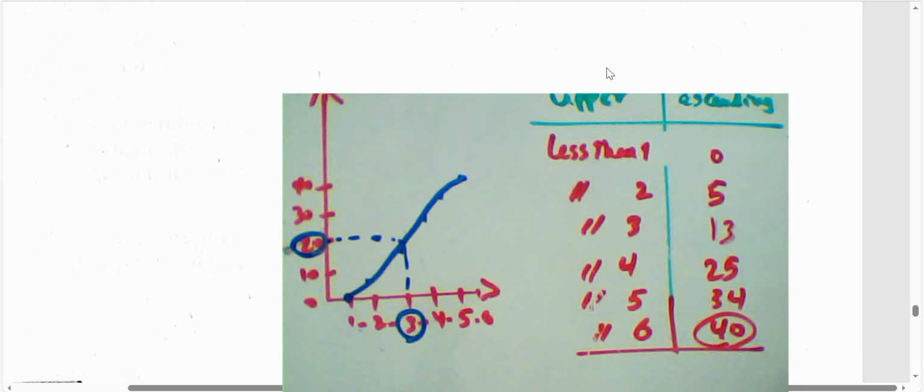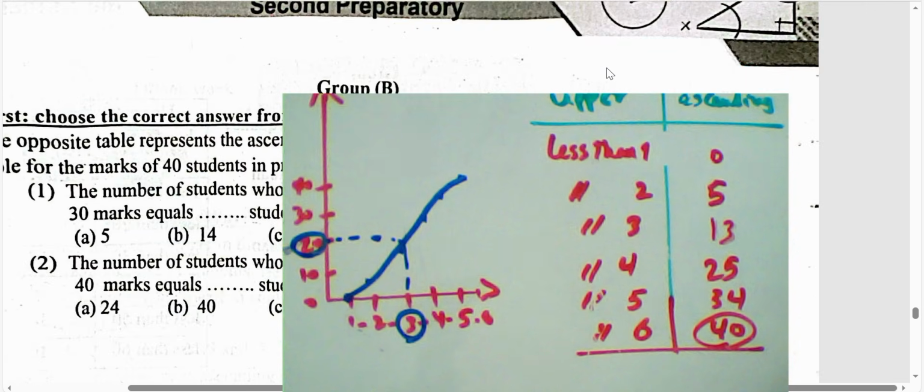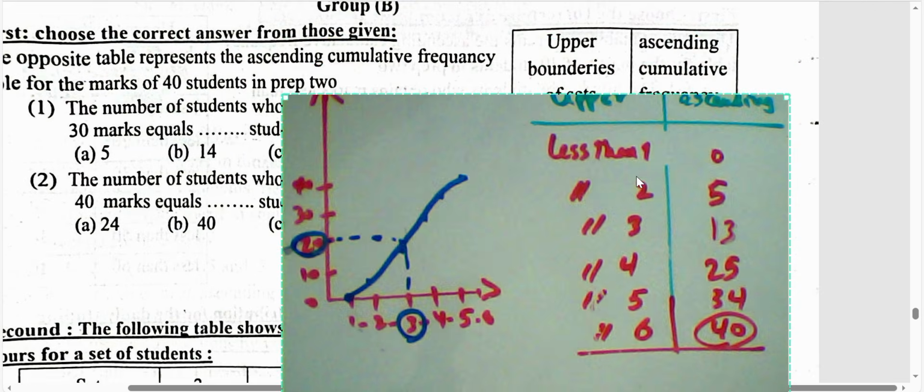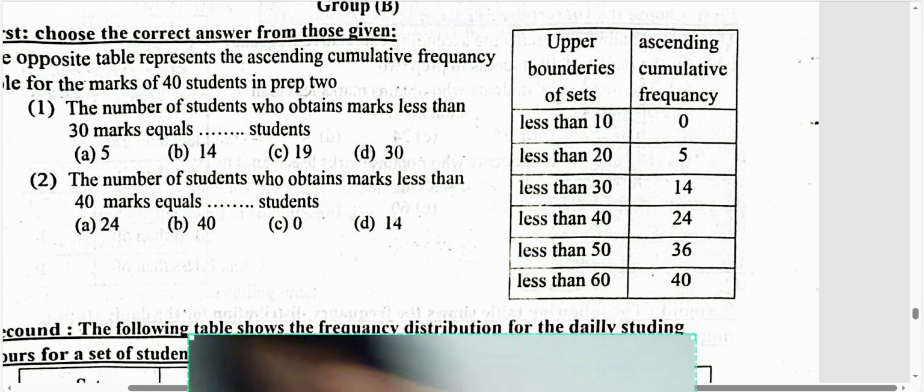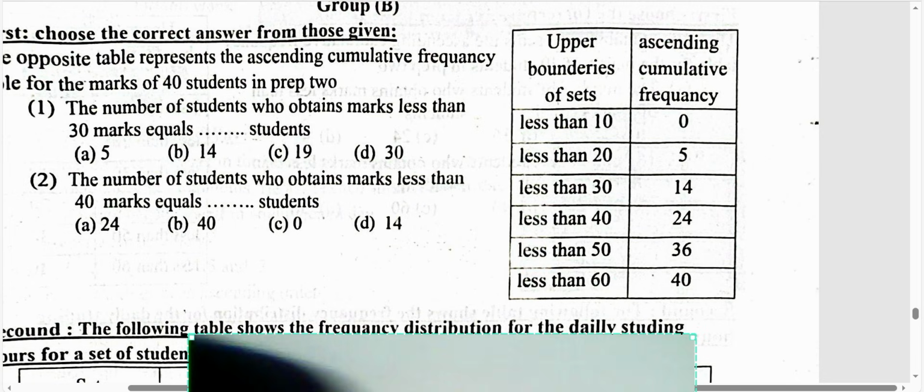Next question, model 2. Also the table and the information in the table. He asked about the first question: the number of students who obtained marks less than 30. Less than 30, it will be 14 students. Right? 14, letter B. The number of students who obtained marks less than 40. Less than 40, it will be 24. Choose 24, letter E.